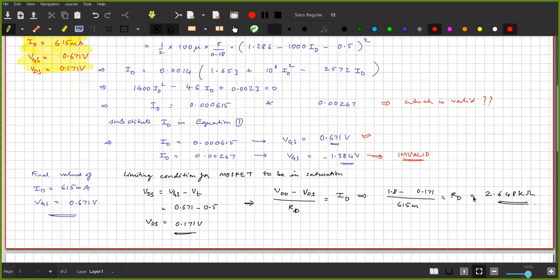Okay, so from there on, I use my limiting condition for the MOSFET to be in saturation, which is VDS equal to VGS minus VT. I found the value of VDS. Now I know the VDS value, I know VDD value, and I know the ID value. So use this potential drop across R to find out the value of R, which turns out to be 2.648 kilo ohms.